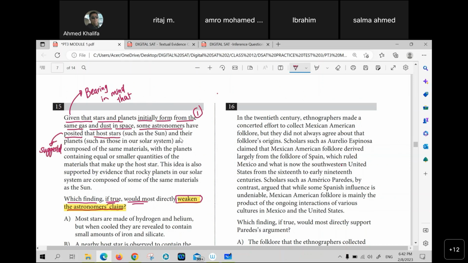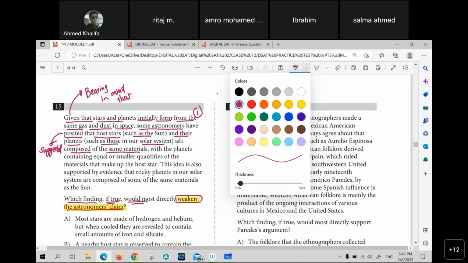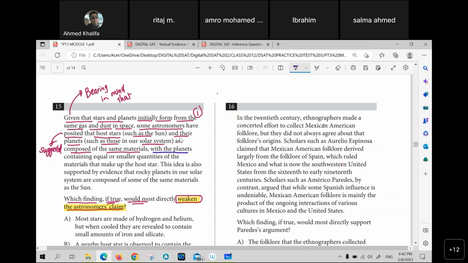That host stars, what are the host stars, such as the sun, and their planets, such as those in our solar system, are composed of what? The same materials. Are composed of the same material. Till here is fine? And then, what else, teacher? With the planets containing equal or smaller quantities of the material that make up the host star.